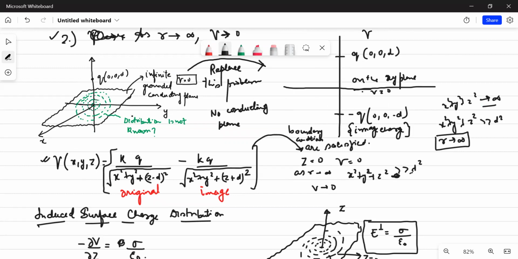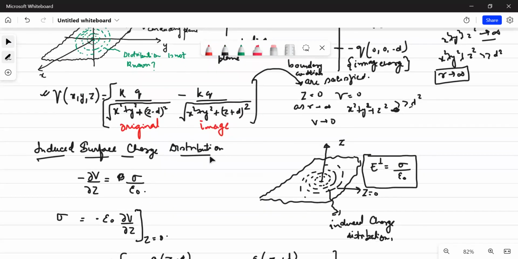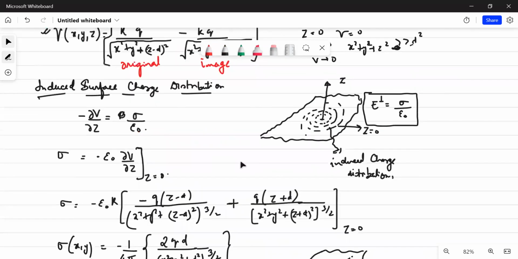So instead of solving this problem, you can solve this problem. What is the advantage of this? Because you can clearly see that without knowing this induced charge distribution, you cannot know what is the force exerted on this charge q and various other things. So the first thing that we found out in the previous lecture was the induced surface charge distribution, which can be found by simple calculation.